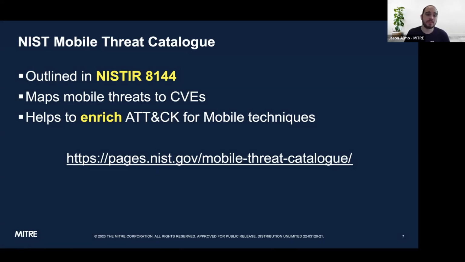And then at the same time, it also helps to enrich ATT&CK for Mobile techniques and kind of provide just additional context and details in a way that ATT&CK for Mobile can't necessarily do. So if you want to check that out, the link's right there, pages.nist.gov/mobile-threat-catalog. Similar to ATT&CK, it's also public and free. It's all open source on GitHub, and it's also community driven.